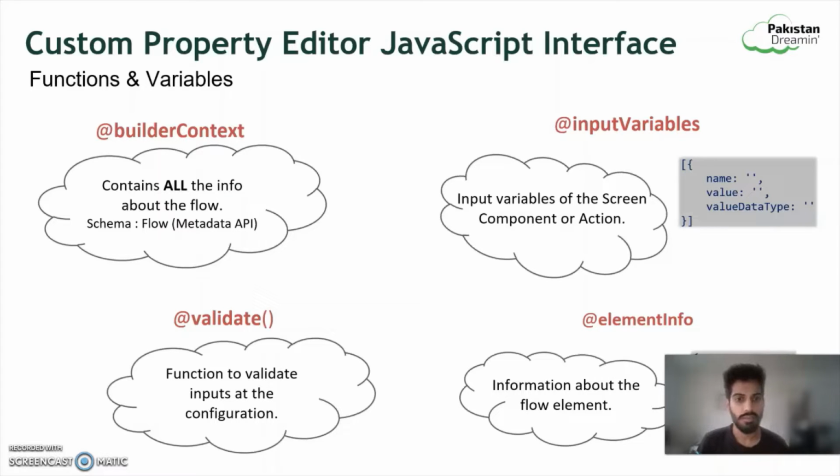Next, we have element info. You wouldn't be using this property too much, but basically what this property helps you with is it has an API name and the type of the element that you are currently using. You may want to use it in a situation where you have multiple instances of the same action or component, and you want to do some conditional logic. In that case, you can use this element info variable to figure out which element you are in currently.